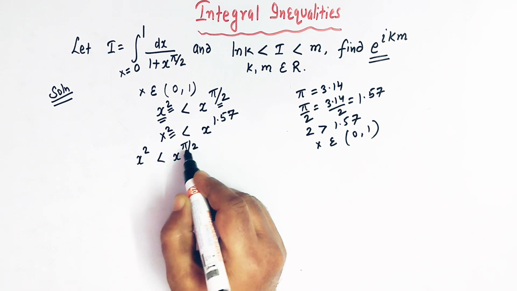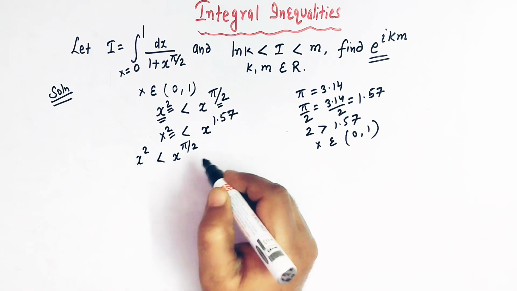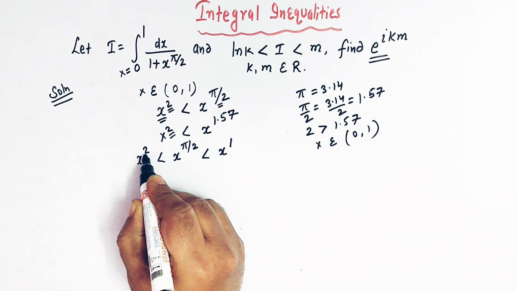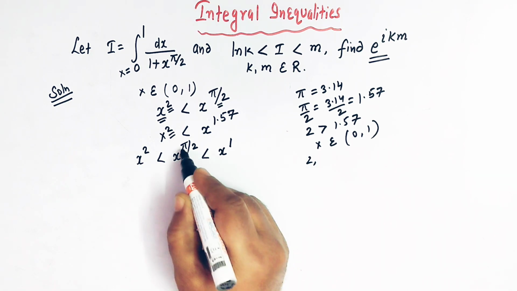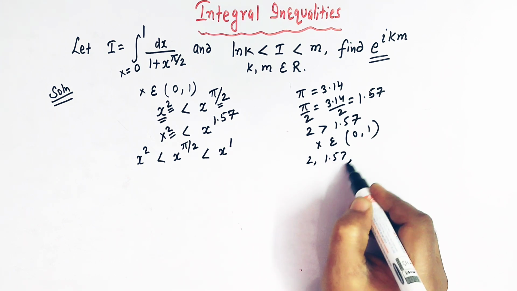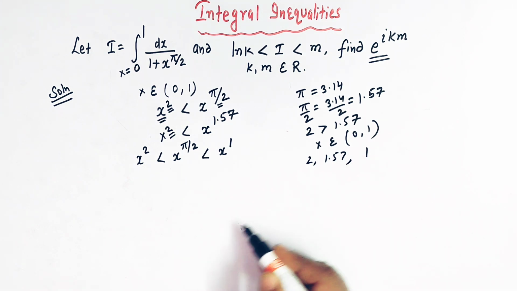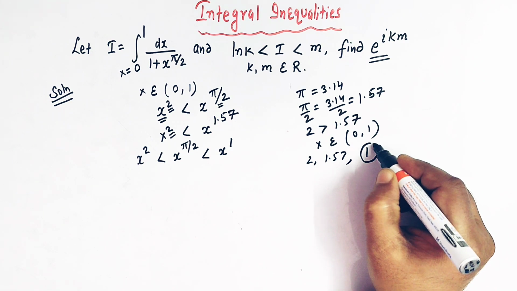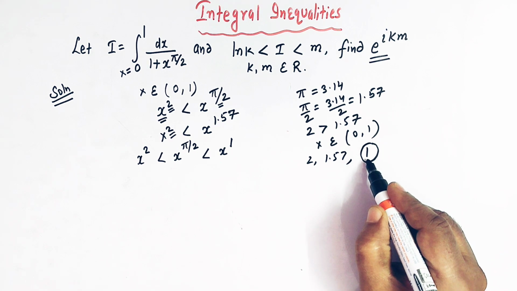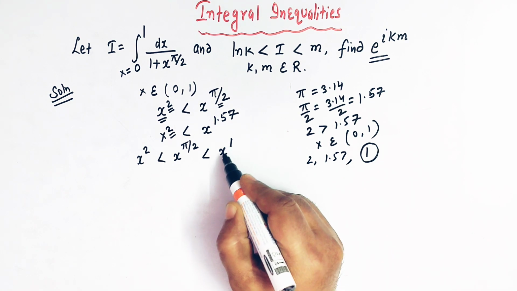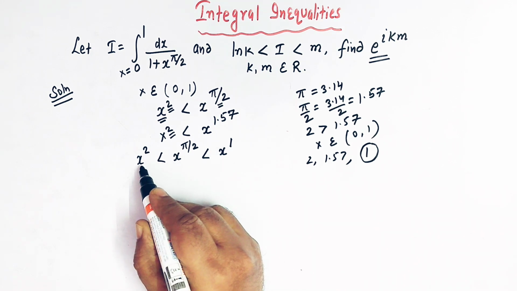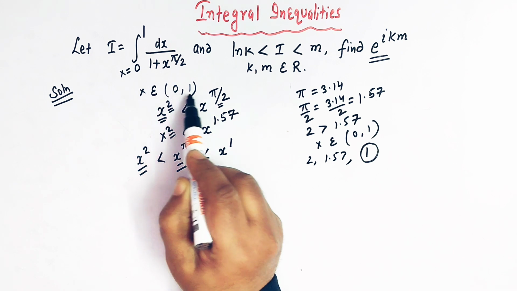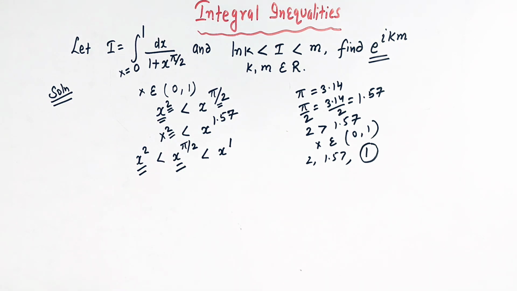So now we can extend this inequality, that is x square is less than x raised to pi by 2, and these two quantities are further less than x raised to 1. Now see, here we have the exponent 2, here we have pi by 2 which is 1.57, and here we have 1. So out of these three numbers, this 1 is the minimum number. So the power of x, that is x raised to 1, should be greater than these two numbers, because x lies between 0 and 1. It means x is less than 1.